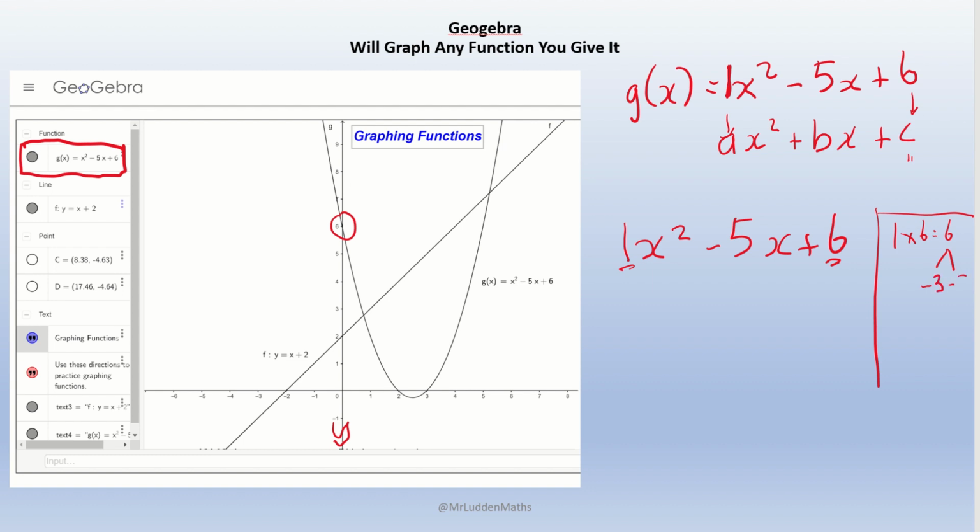That's going to be minus 3 and minus 2. So what I'm going to do is keep my 1x squared there, and let's make sure that that's squared. I'm going to keep my plus 6 at the end. And instead of my minus 5x in the middle, I'm going to put minus 3x minus 2x.